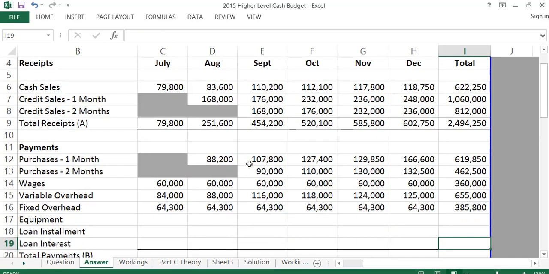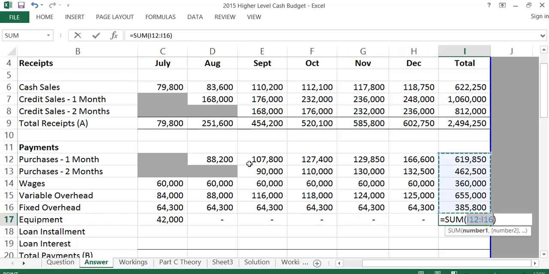Equipment, it says equipment was purchased on the 1st of July for 42,000. So equipment is 42,000 in July, and there was no more equipment purchased, so they will be all zero. And when I total it across, it's going to be 42,000.